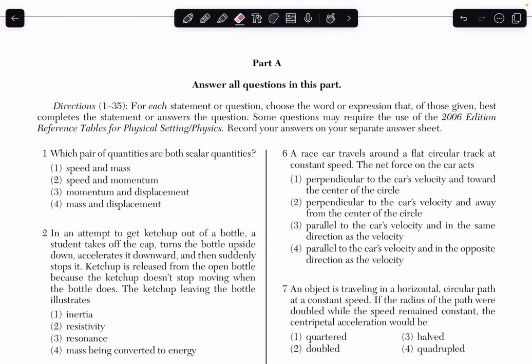So a scalar quantity is something with no direction, okay? And a vector is the opposite. It's something with direction. So let's look at these choices. So 3 and 4 are out because they both have displacement.